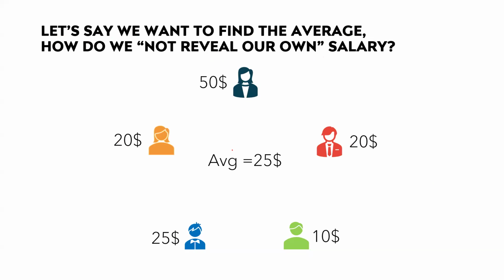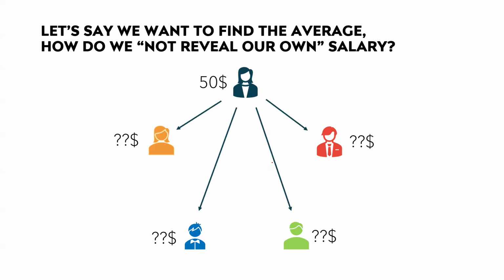If you want to check, just sum up all the values and divide by 5. It should be 125 divided by 5, which is 25. Yeah. And we want to do it in a way where we can collect the average value, but we don't know what everyone else's value is.